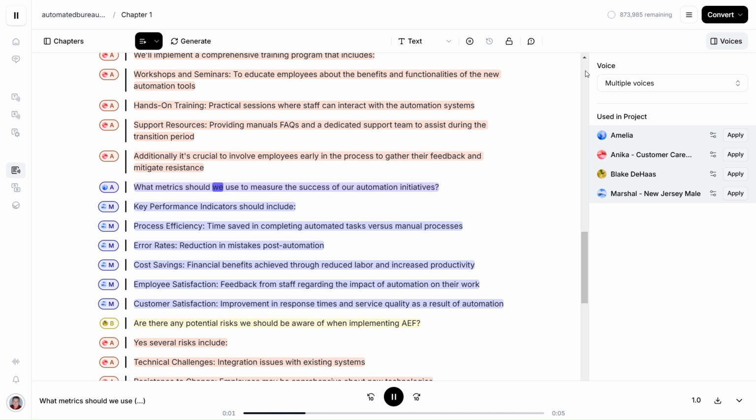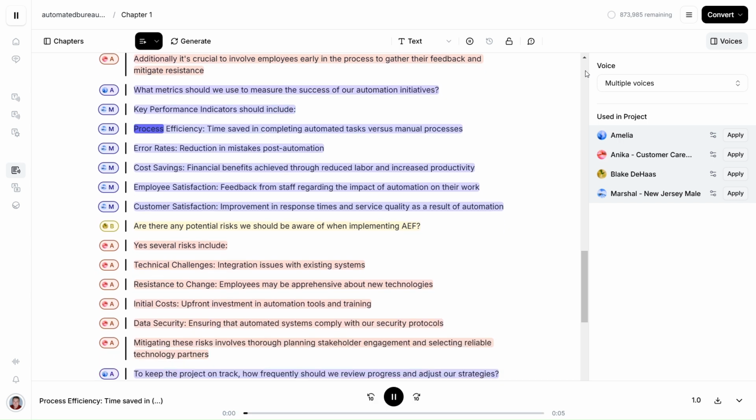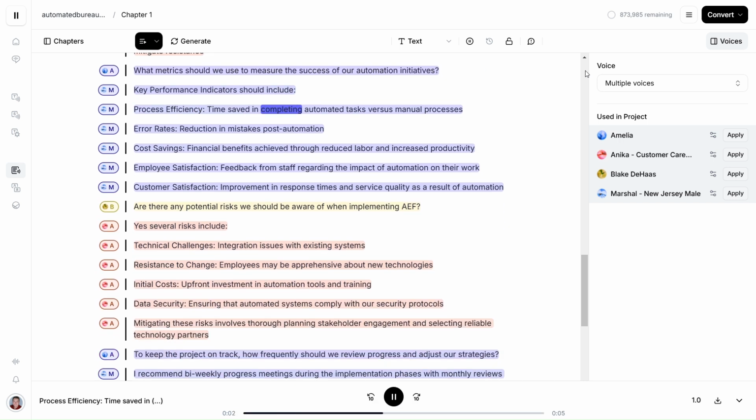What metrics should we use to measure the success of our automation initiatives? Key performance indicators should include process efficiency: time saved in completing automated tasks versus manual processes. Error rates: reduction in mistakes post-automation. Cost savings: financial benefits achieved through reduced labor and increased productivity. Employee satisfaction: feedback from staff regarding the impact of automation on their work. Customer satisfaction: improvement in response times and service quality as a result of automation.